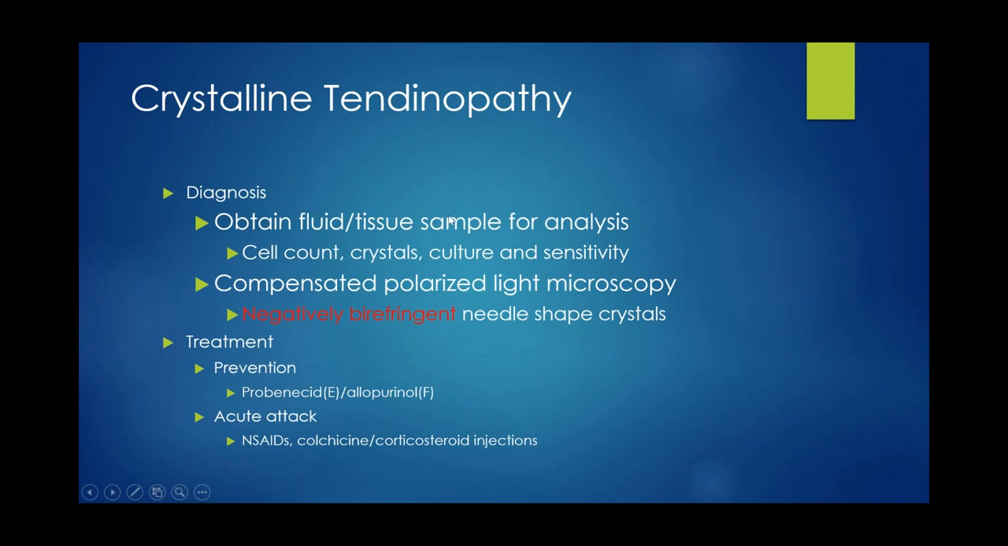It's a clinical diagnosis confirmed with fluid sample or tissue sample, where you would see the negatively birefringent needle-shaped crystals, typically treated with NSAIDs, colchicine, and steroid injection. Prevention is the preferred treatment, using medication as well as dietary changes.